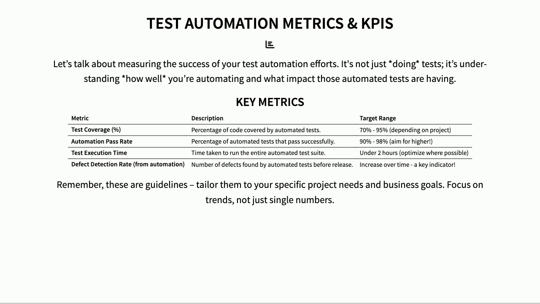Of course, execution time matters too. We don't want our test suite taking forever to run. And finally, we track how many defects we're finding through automation before release. The more we find early on, the better. These metrics can fluctuate, so it's more about seeing an upward trend over time.